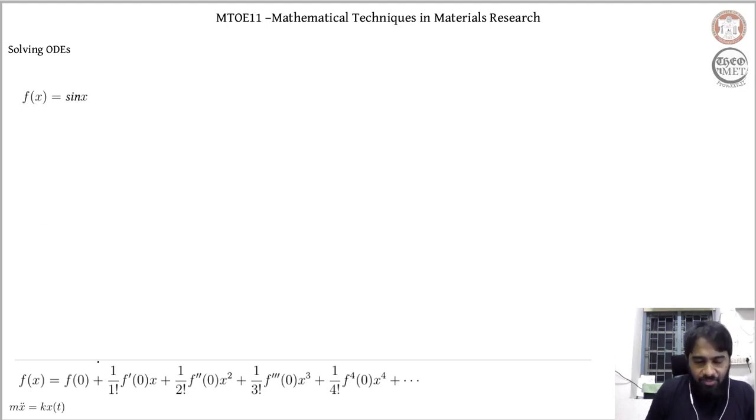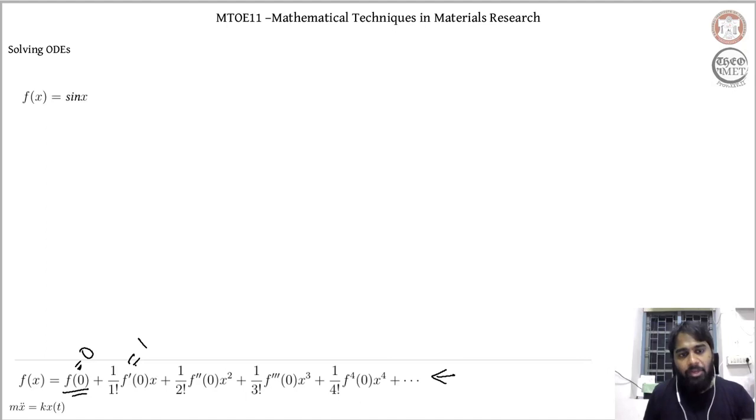If I want to expand my f of x, that is sin x, into this Taylor series, I need to have something to substitute for each of these terms here. So if I consider the first term and substitute my x as 0, this term will turn out to be 0. There will not be any non-zero term for this. Now I take the derivative of it, I end up with cos x, and when I substitute my x equal to 0, my term turns to 1.